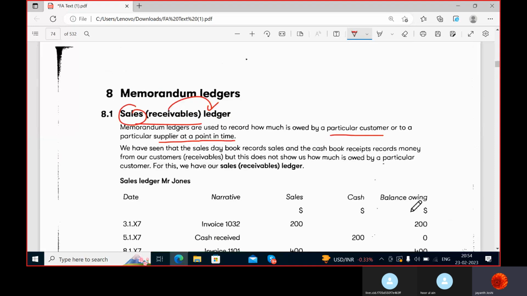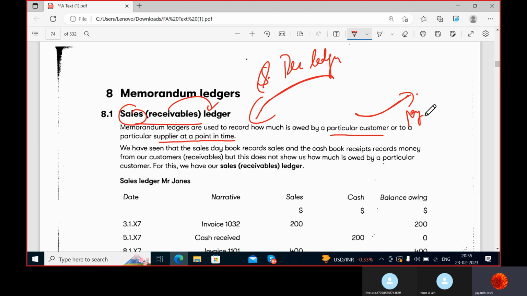In the memorandum ledger, the motive is to record how much is owed by a particular customer. That means how much we are supposed to receive from our customers and how much we are supposed to pay to our suppliers. From customers, if we are supposed to receive money, we maintain a receivable ledger. And to suppliers, whatever payments we are supposed to make, we maintain a payable ledger.